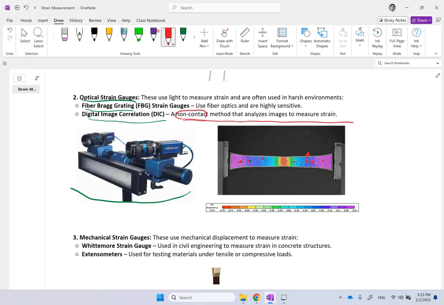There is no contact needed. They are not fragile. You don't need to attach anything. You don't need electric circuits. They are really, really amazing at analyzing images, but they are, of course, very expensive. Okay, so this is my favorite type of strain measurement.